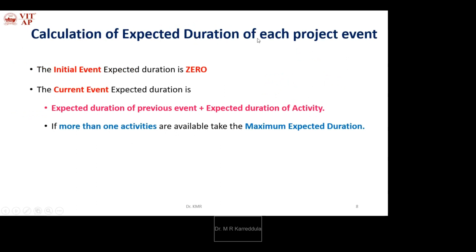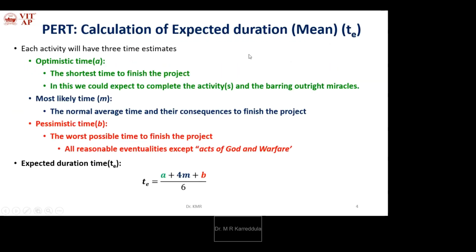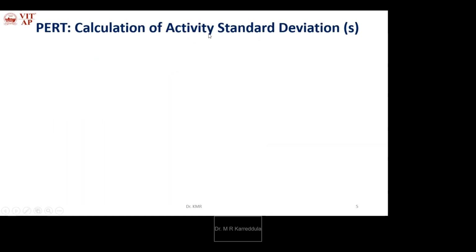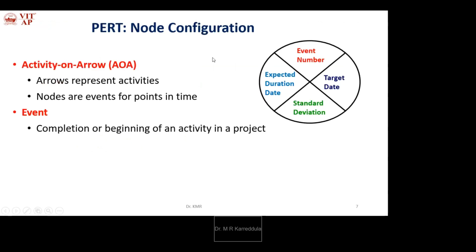Calculation of the expected duration of each project event. In the previous case we discussed this for an activity: the expected duration of an activity and the standard deviation of an activity. Now we are calculating, in the process we are in the fourth step.